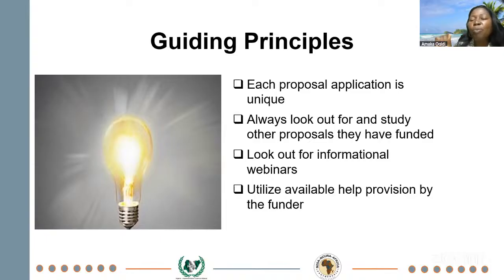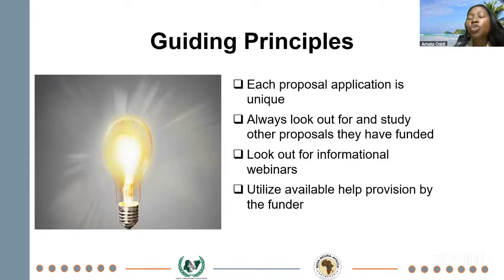So we said, each proposal application is unique. And because it is unique, you have to give it time. Go in, study it severally. Find out if there were studies in this field that they have funded before. Go and look at what the sections of that funded application were. What don't I have yet? What did I not capture when I read the notice of funding opportunity? These are very good guiding principles.